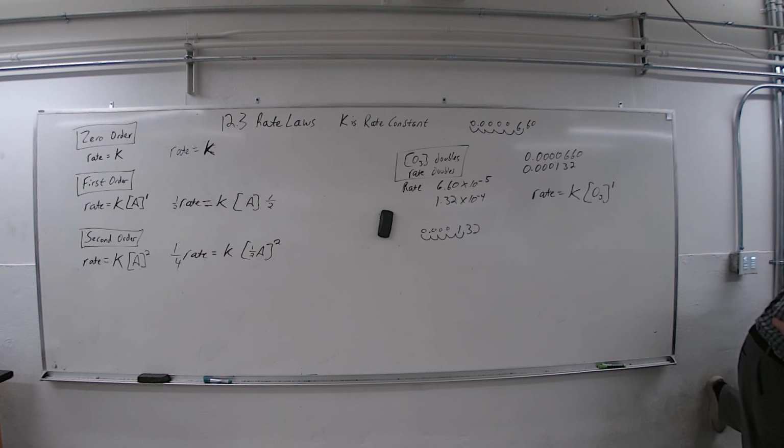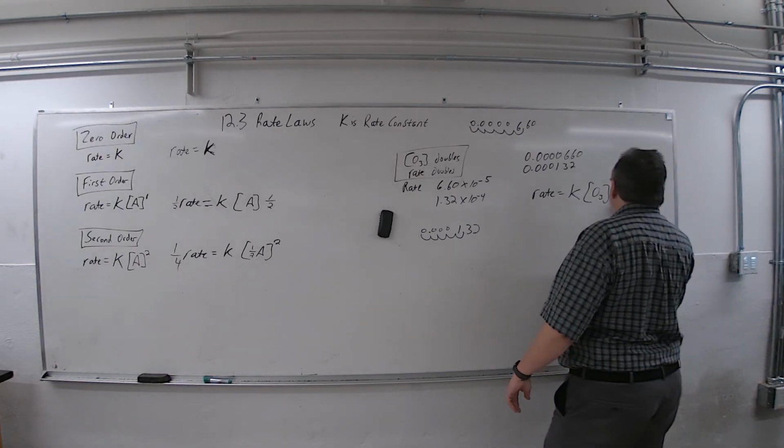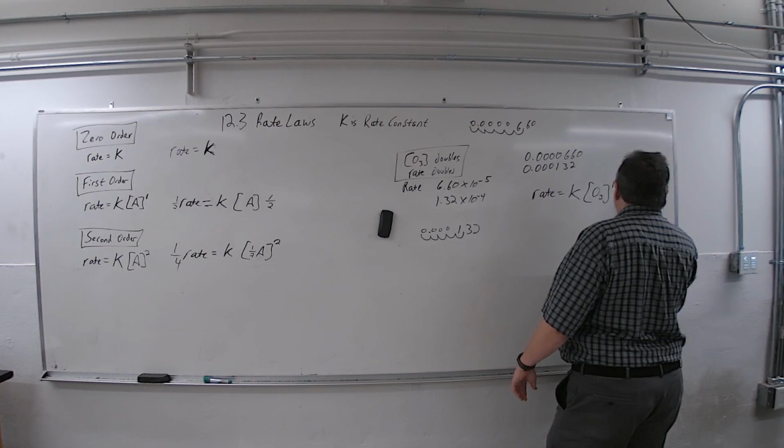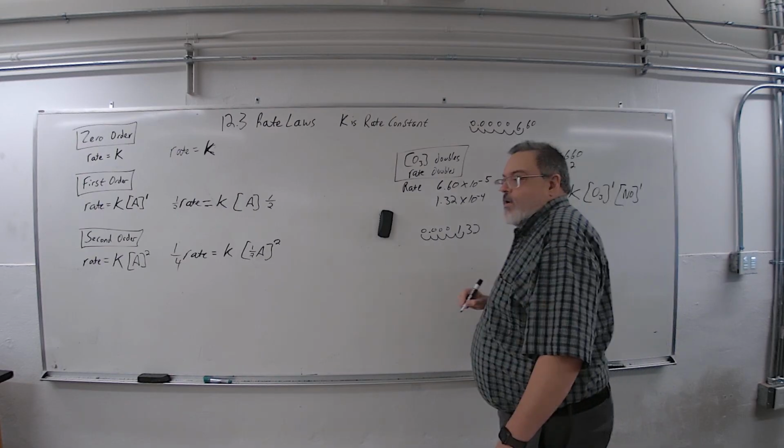0.98 is almost 2, and 3.96 is almost 4. So it did double, right? So all that tells us is it's also first order.